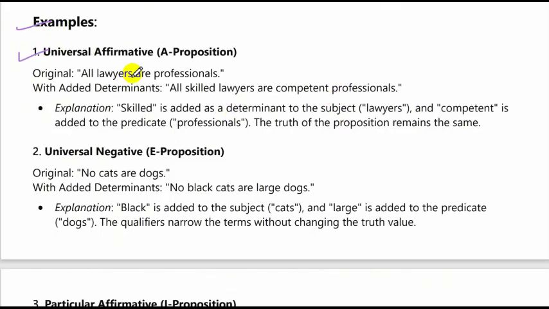First, the universal affirmative A proposition. The original statement is all lawyers are professionals. With added determinants, we can say all skilled lawyers are competent professionals. Skilled is added as a determinant to the subject lawyers and competent is added to the predicate. The truth of the proposition remains the same.